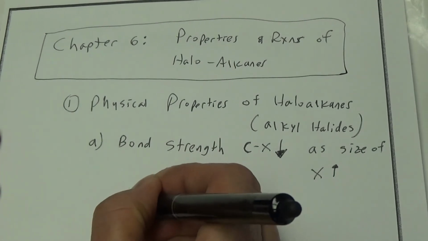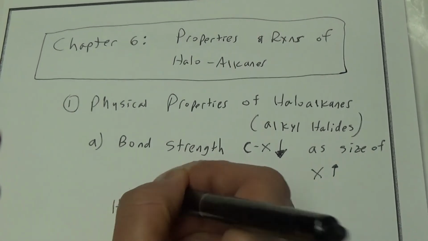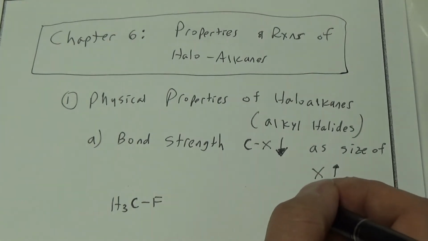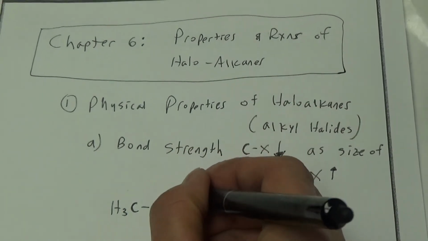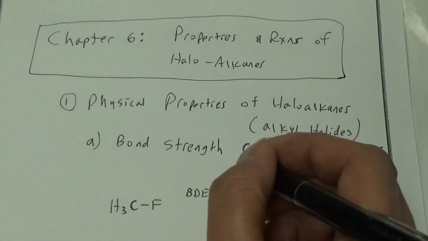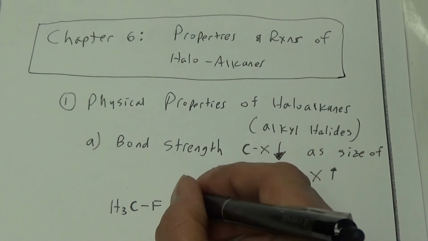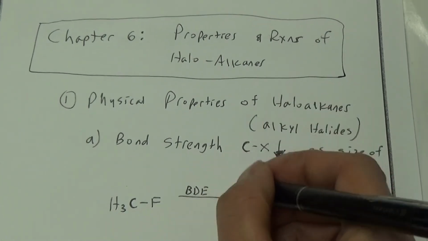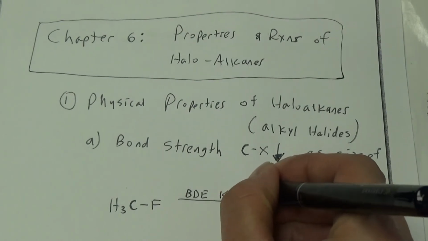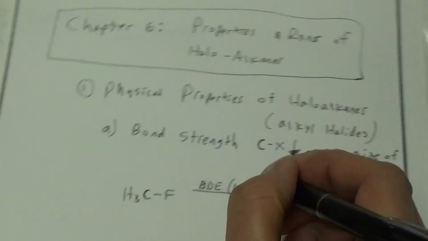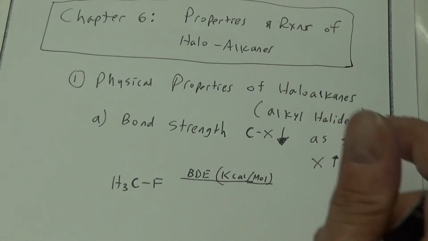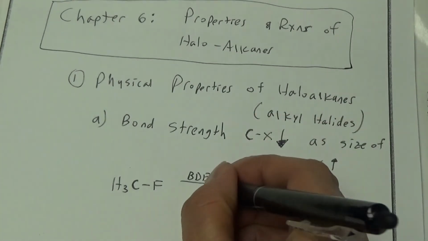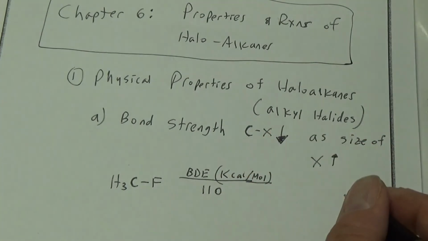A methyl fluoride, or fluoromethane, CH3F or H3CF. So the bond dissociation energy, which is essentially the bond strength, if we measure that in kilocalories per mole, the bond dissociation energy is 110, which is actually kind of a strong bond. So that's a strong bond.